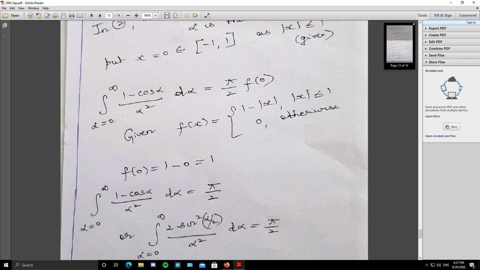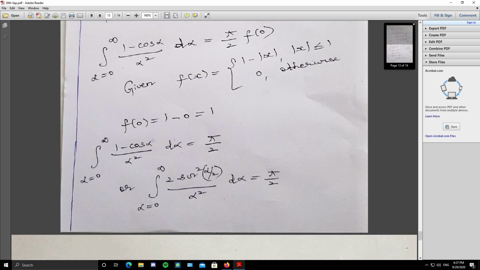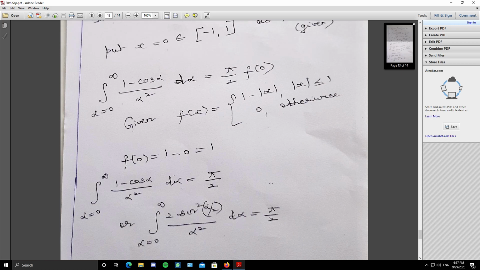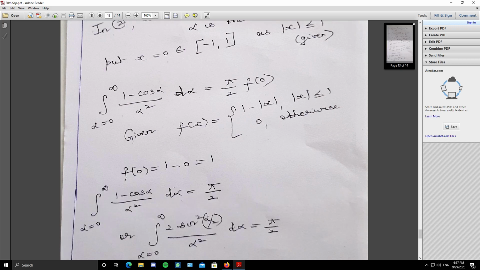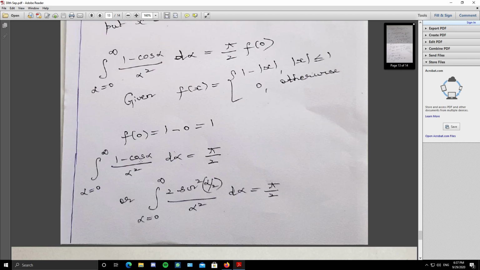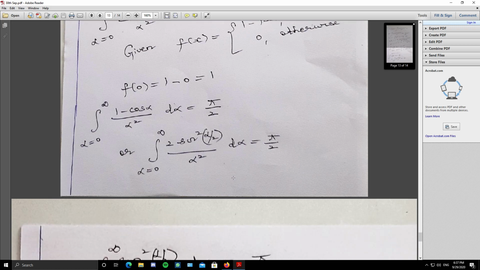So integral alpha equals 0 to infinity, (1 minus cos alpha) by alpha square d alpha equals pi by 2. So what is 1 minus cos alpha? What is 1 minus cos theta? 2 sin square theta by 2. So in place of theta you have alpha. So 2 sin square alpha by 2 by alpha square d alpha equals pi by 2. Keep an eye on the question. We should get sin square. So that is why we are doing this substitution.